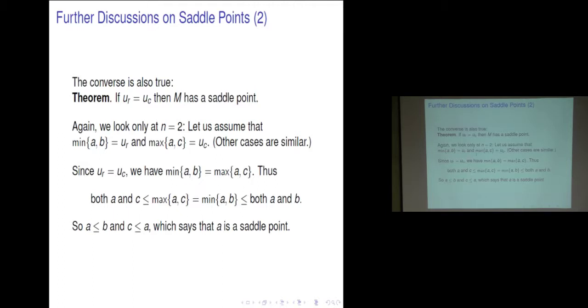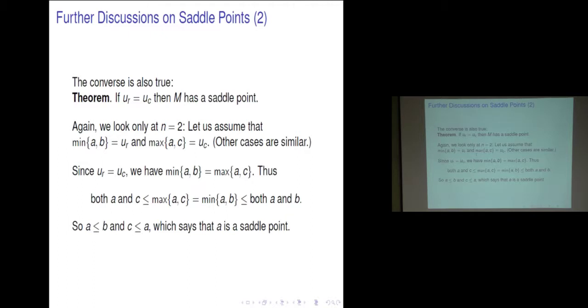Then the maximum of AC will be bigger than or equal to A and bigger than or equal to C because it's the maximum. So this is bigger than or equal to that. But it is also the minimum, right? Because we assume they are equal. So it is also the minimum of this. So the minimum of AB is certainly less than or equal to A, and less than or equal to B, because it chooses a minimum. So you are here.